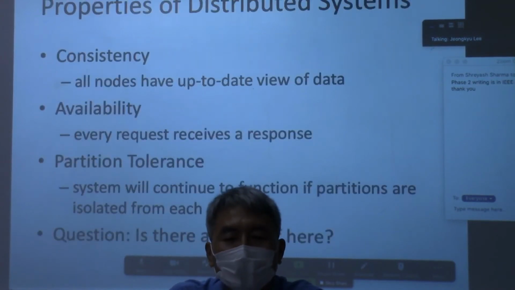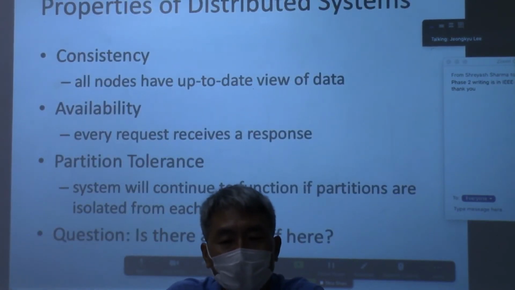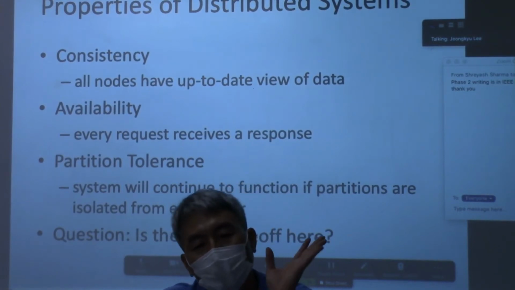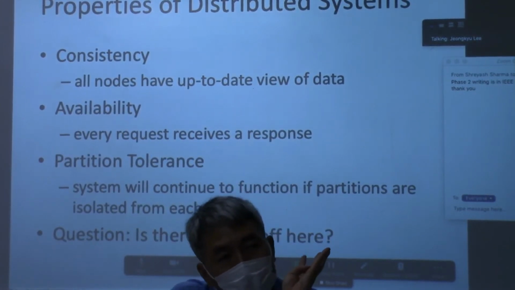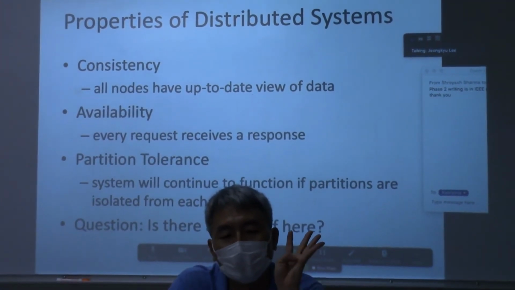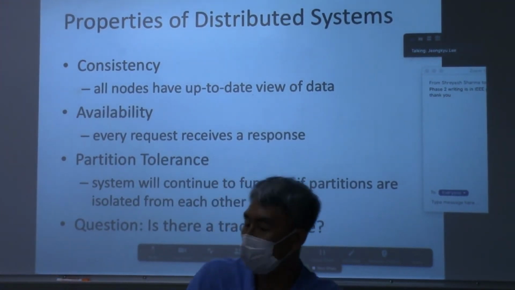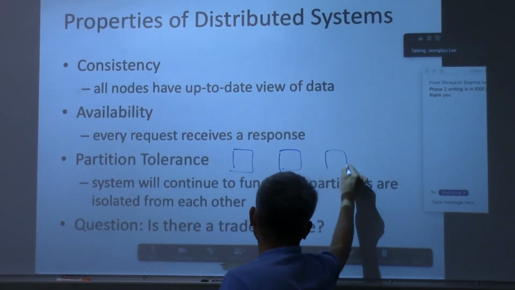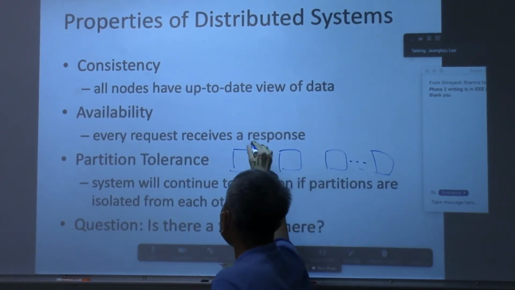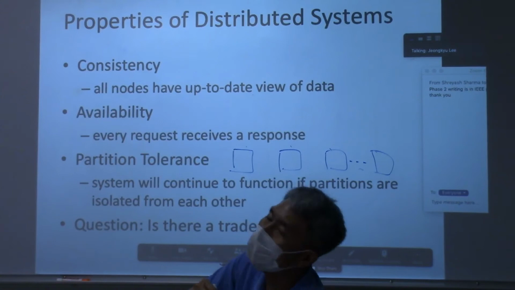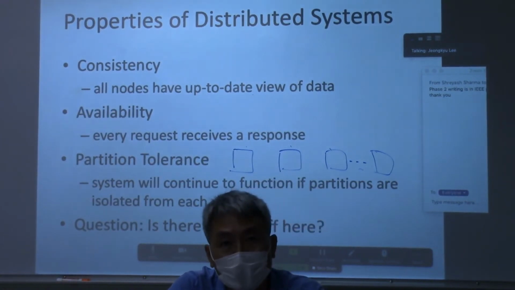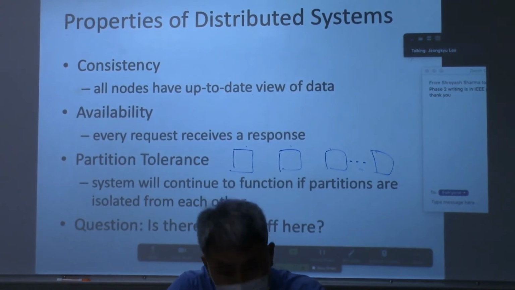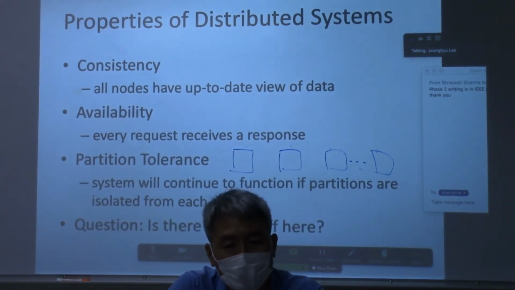Unfortunately not. So we defined the properties of the distributed system in terms of three parts. One is consistency. The database should be consistent, which means when we have multiple nodes, this is one database, another one, a number of them, each and every node has the up-to-date data, the state, so that is consistent.